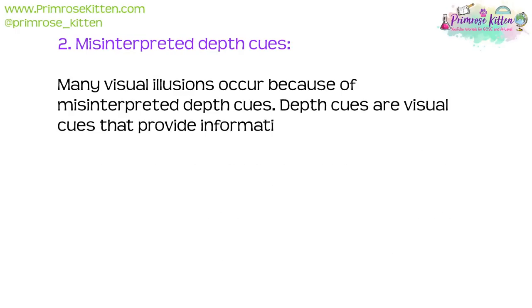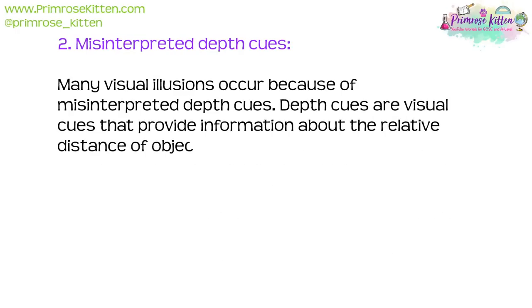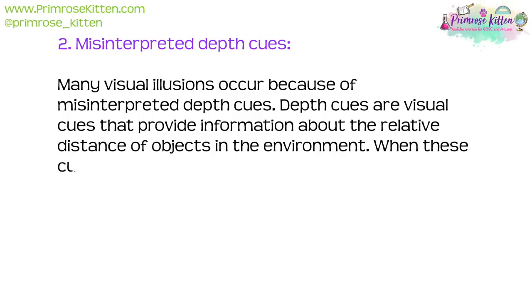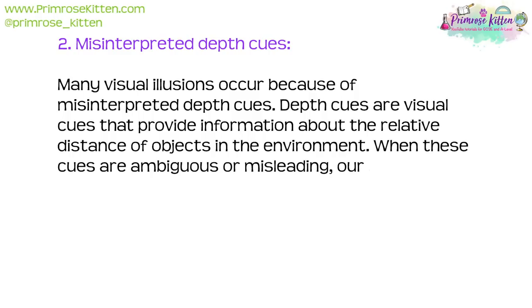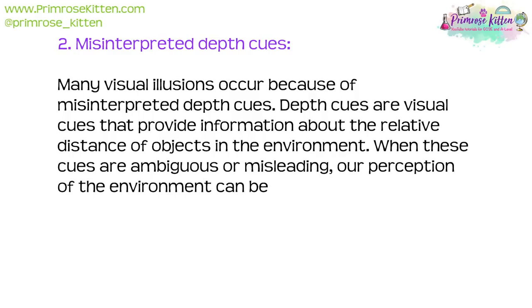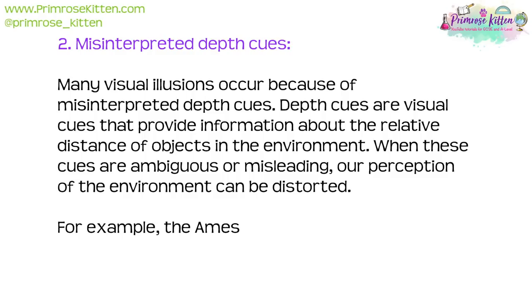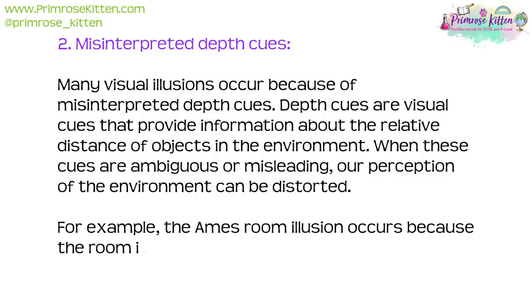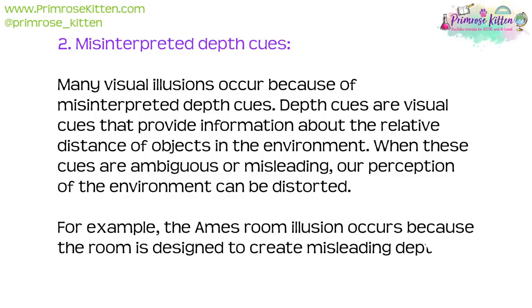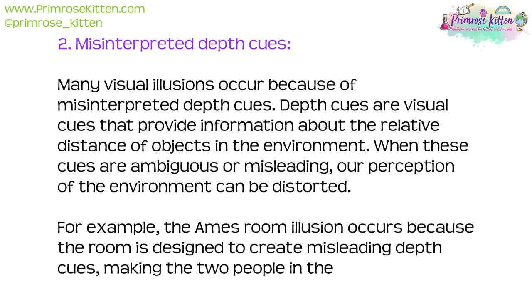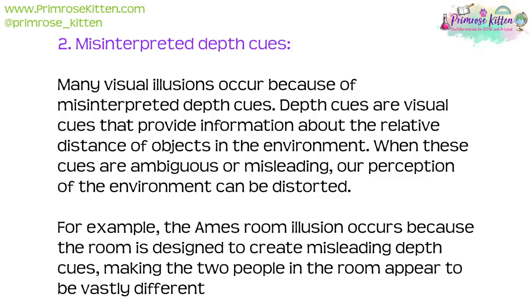Misinterpreted depth cues. Many visual illusions occur because of misinterpreted depth cues. Depth cues are visual cues that provide information about the relative distance of objects in the environment. When these cues are ambiguous or misleading, our perception of the environment can be distorted. For example, the Ames room illusion occurs because the room is designed to create misleading depth cues, making the two people in the room appear to be vastly different in size.